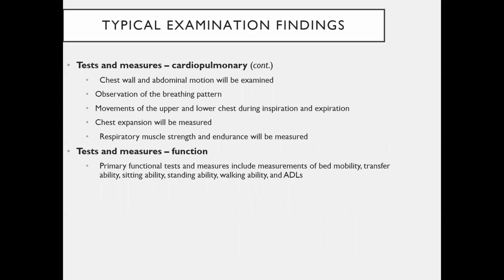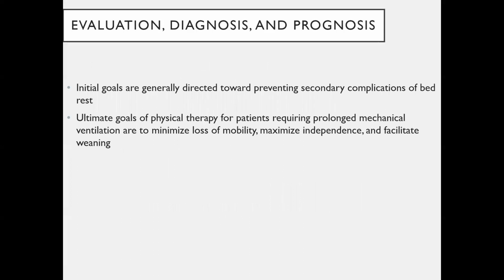Chest wall and abdominal motion will be examined, along with observation of the breathing pattern and movement of the upper and lower extremity and the upper and lower chest. Chest expansion will be measured: how far can they actually breathe in and how far can they let it out. And then looking at things like bed mobility and transfers, the overall level of function is important as well.